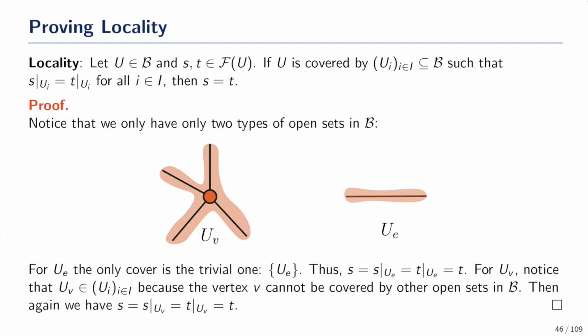So for this UV, we notice that UV must be in our cover, right? The set itself must be in its cover, and again, that's a consequence of the sort of topology we have on it. Because we cannot cover the vertex by other open sets, we must include that. So again, similarly as before, we have by assumption the thing in the middle, but that's our whole set, so S equals T again. Everything holds trivially just because of the simple topology.